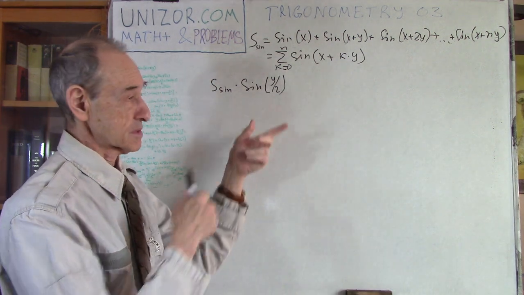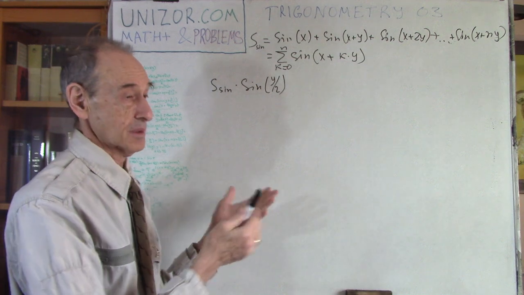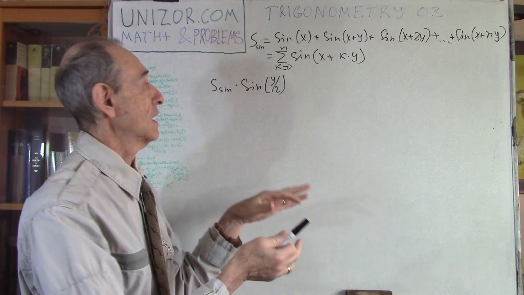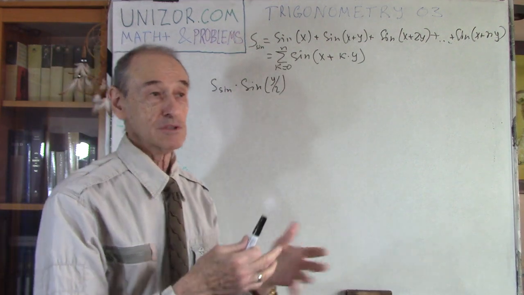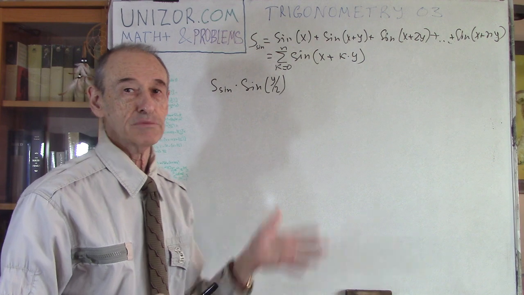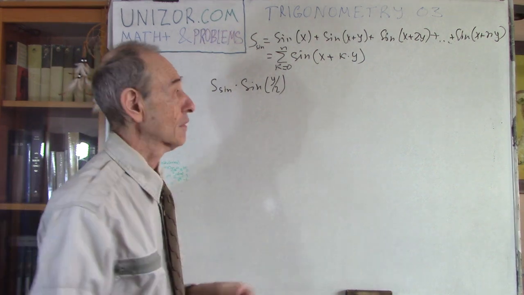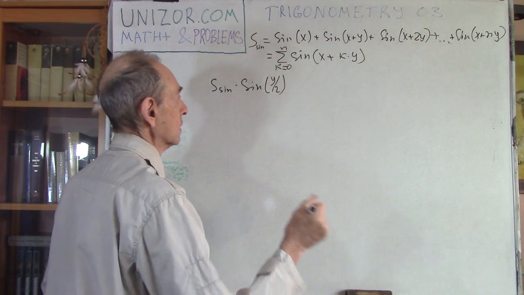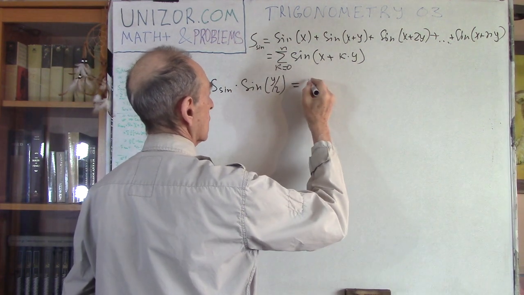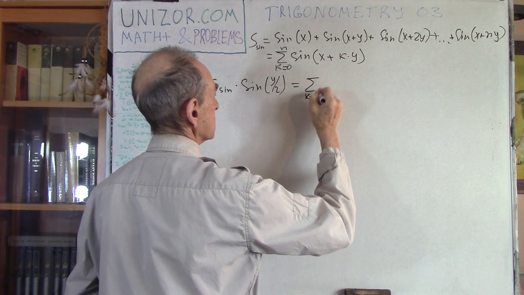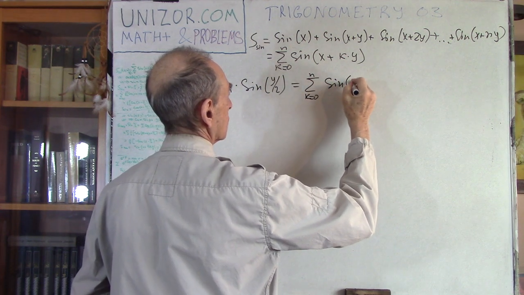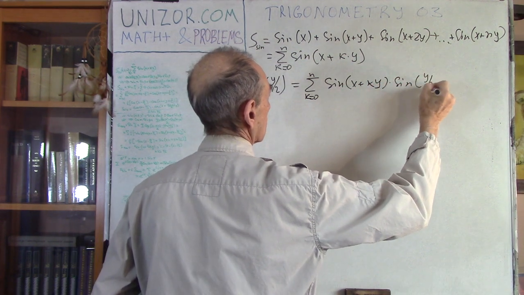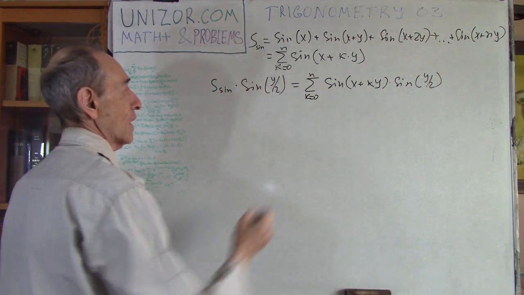Now, when I was preparing this lecture, I was just thinking about what I should really do. I was thinking maybe I should multiply by sine or by cosine, by y or by y over half, etc. So I just figured around and found that this particular thing does work. So what happens if you multiply it by this? Well, in the short description, that would be the sum of k from 0 to n, sine of x plus ky, times sine of y over half. Okay, fine. Now, what is this?